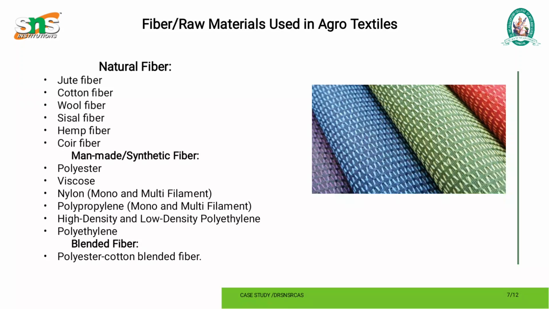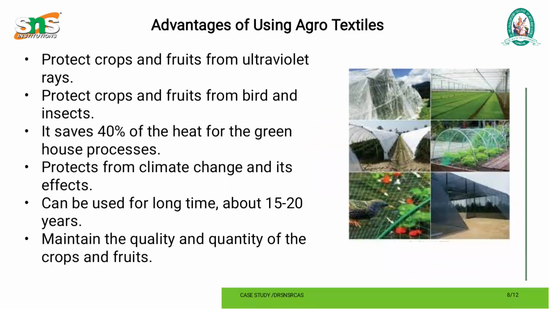These are some of the fibers. Natural fibers: jute, cotton, wool, sisal, hemp, coir. Man-made and synthetic fibers: polyester, viscose, nylon, polypropylene, high density and low density polyethylene. And blended fibers: polyester-cotton blended fibers.